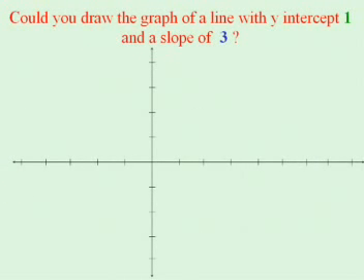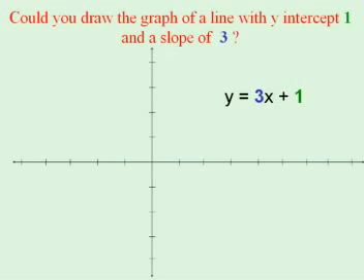That's going to be very useful. Let's try it again. Let's draw the graph of a line that has a y-intercept of 1 and a slope of 3. Well, right away we can come up with the equation. y-intercept of 1 and a slope of 3. The 3's in front of the x and the 1's the constant.